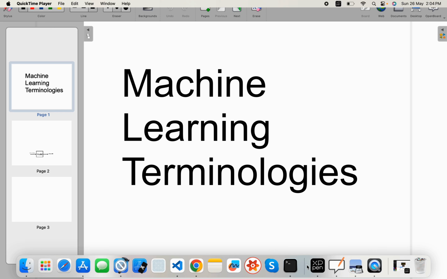So today we will understand key terminologies in machine learning, like what is a model, features, and labels, what are train, test, and validation sets, and what is overfitting and underfitting. Right, so let's get started.